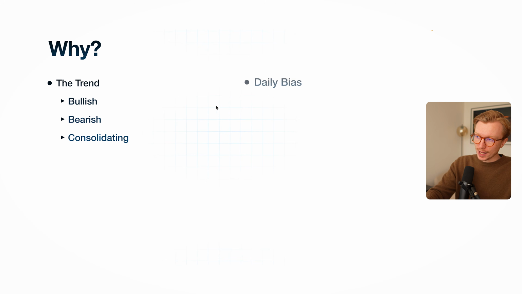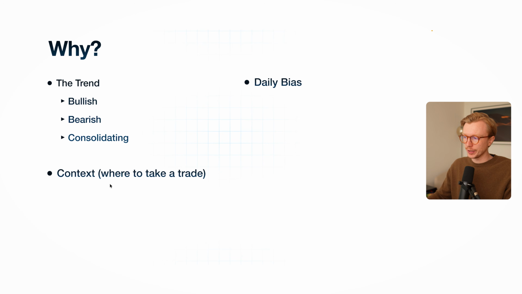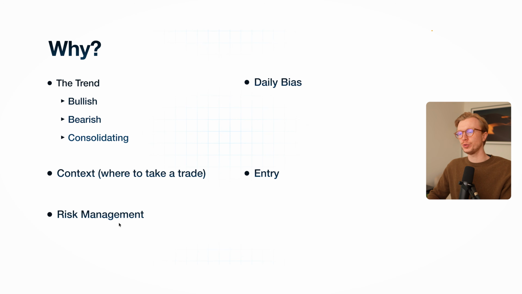Now, next to that, they also tell you the daily bias, the next target. Next to that, they also tell you the context area, so where to actually take a trade, which is very useful for where you should be taking an entry. Now, PD arrays also tell you which entry you should be taking and what the entry confirmation actually should look like. Next to that, they also tell you the risk management. So for example, when you should be going break even.